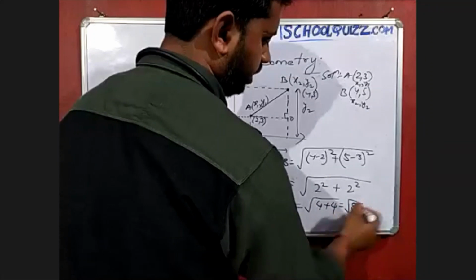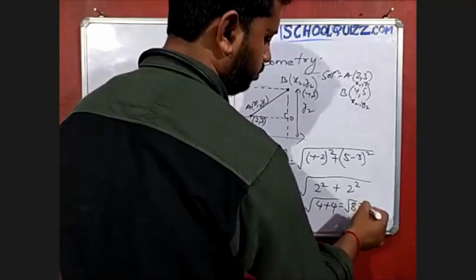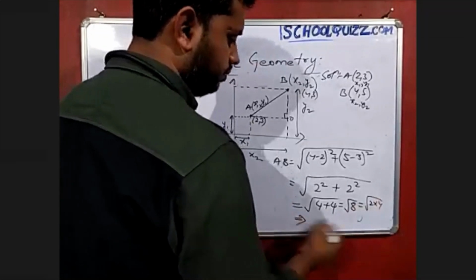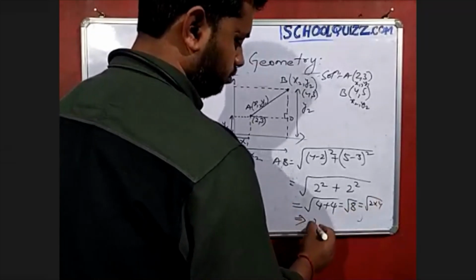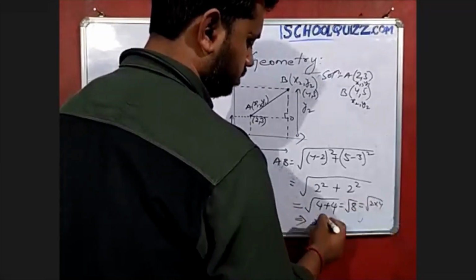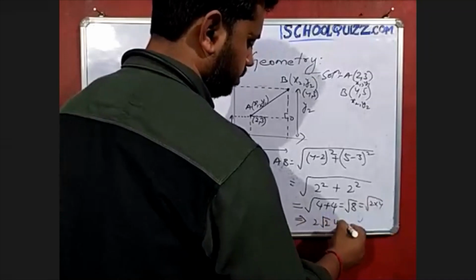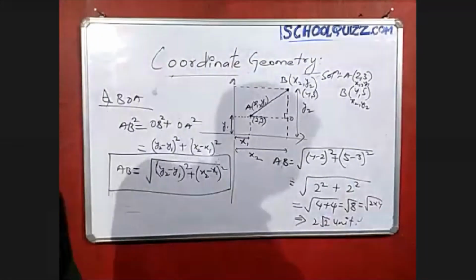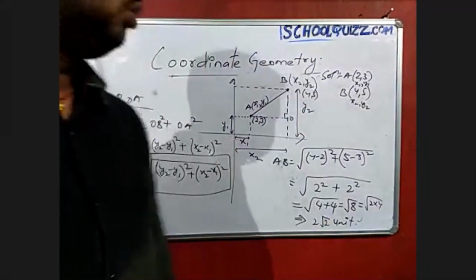Under root 8 we can write as 2 into 4. From this, the 4 gives 2 which comes out, and this will be root 2. So you can mention 2 root 2 units. This way you can calculate the distance between 2 points.